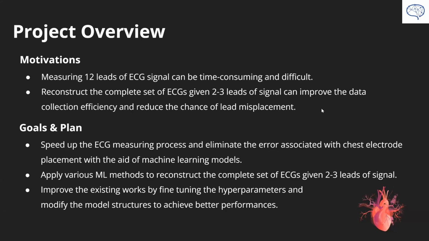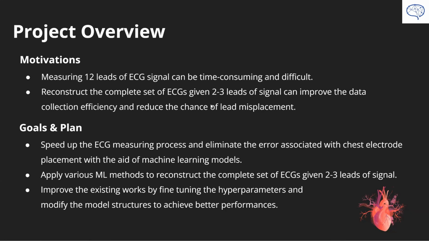So first, I'd like to briefly talk about the motivations and goals of our project. Electrocardiograms, or ECG for short, measure the electrical activity of the heart. A complete set of ECG consists of 12 signals, yet measuring 12 leads of an ECG can be time-consuming, resulting in higher diagnosis rates. And this motivates us to design a machine learning solution to reconstruct the 12-lead ECG with only 2 or 3 leads of input to improve the data collection efficiency and reduce the chance of lead misplacement.